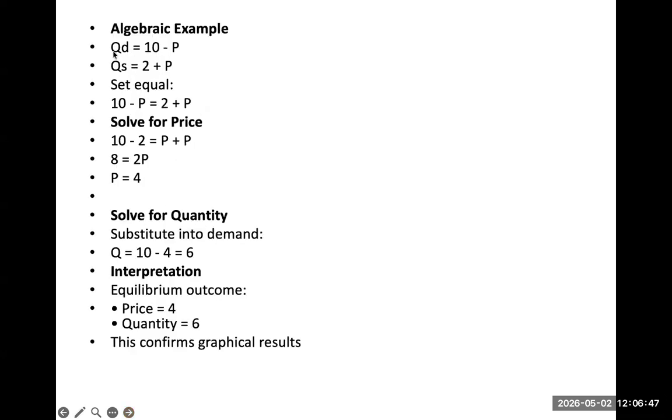So this is how the demand function looks, and here's how the supply function looks. In an exam, they are going to give you the demand function and a supply function. So it's a matter of equating the supply function to the demand function. So 10 minus P is equal to 2 plus P. You first of all solve for price. So we group like terms. Therefore, 10 minus 2 is equal to P plus P. So 8 is equal to 2P. When you divide both sides by 2, you get P is equal to 4.